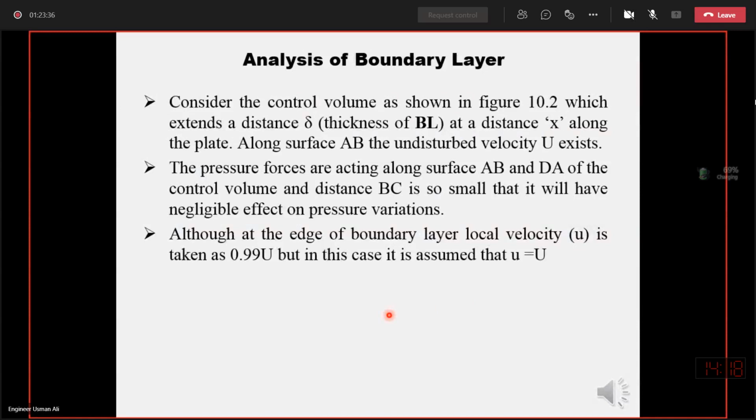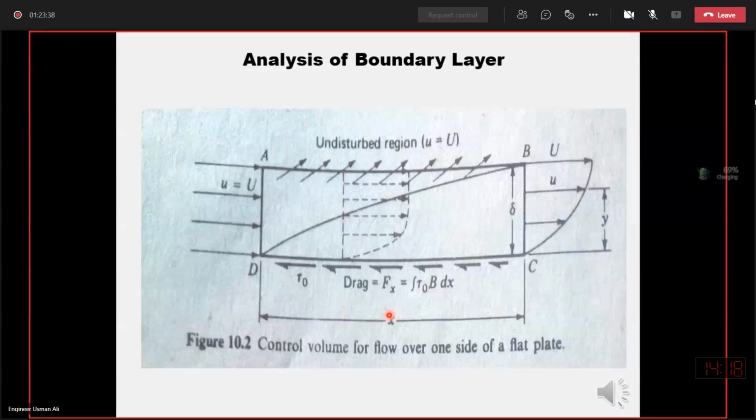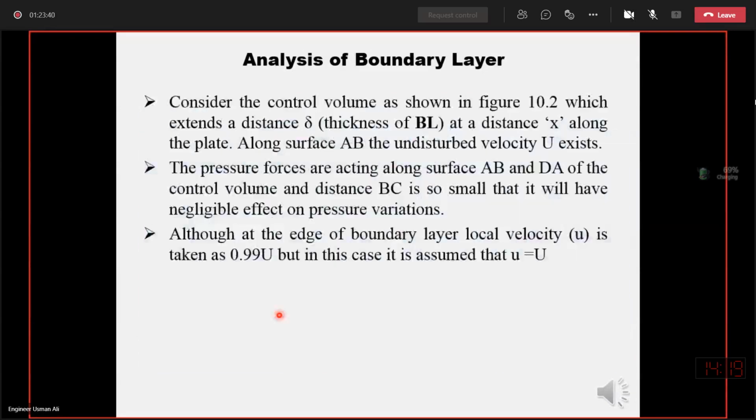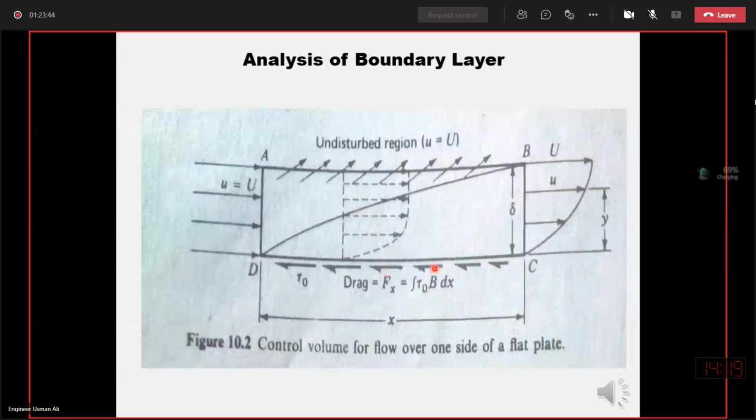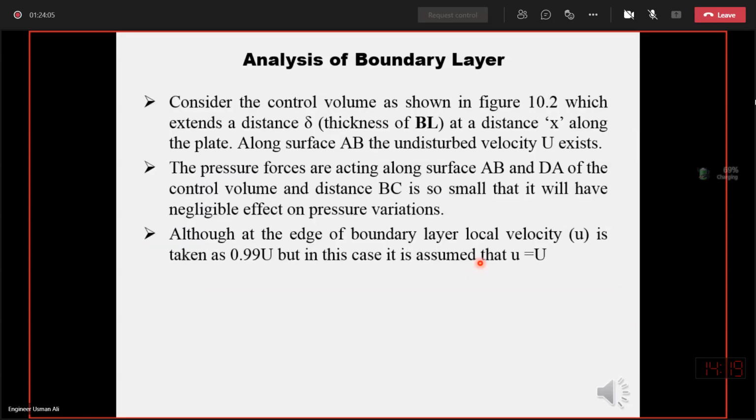So the pressure forces are acting along surface AB, this one, and along surface DA, this one. The reason is that because this plate is placed horizontally, the pressure forces are negligible, and only the frictional forces are dominant in this case. So along this surface DC, and also along this surface ABC, the pressure forces are very small.